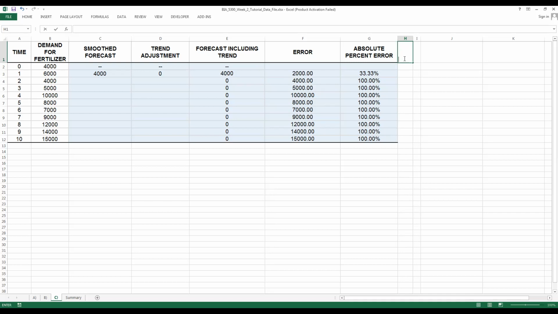What's the error's formula again? The error is just going to be the actual minus the forecast including trend. Right? Trend. Minus FIT.